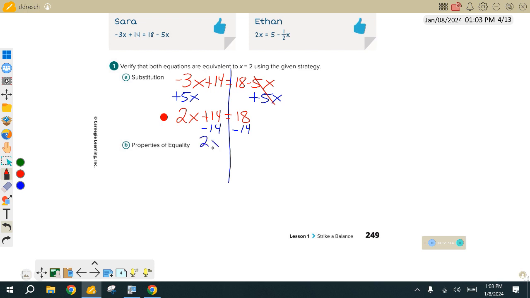And then lastly, divide. Okay. x equals what? Okay. We verified. Sarah, I think, is correct on that one. Now on the next one, let's take Ethan off to the side. 2x equals 5 minus. Okay, next one, 1/2 x.